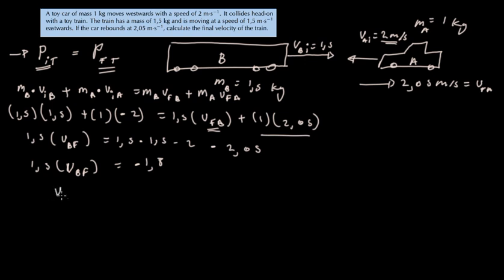Now let's find VBF equals, the answer will be negative 1.2 meters per second. So the negative sign means our toy train is going to the west, so it's going to be 1.2 meters per second westwards. So that's how you do that question.